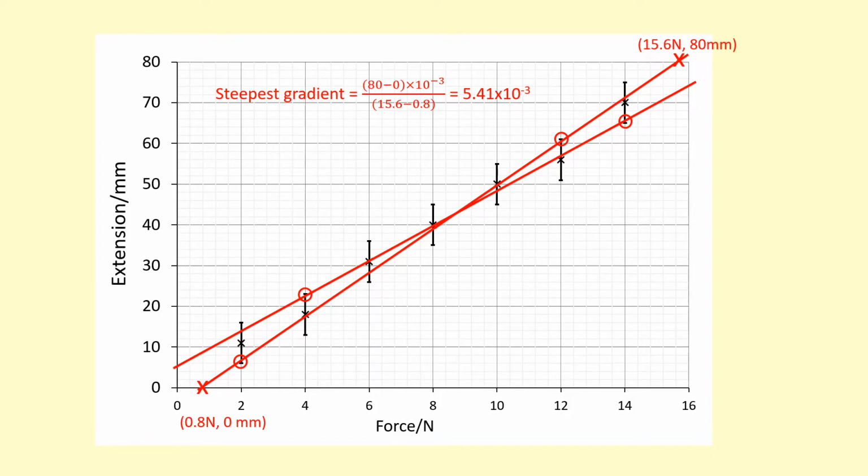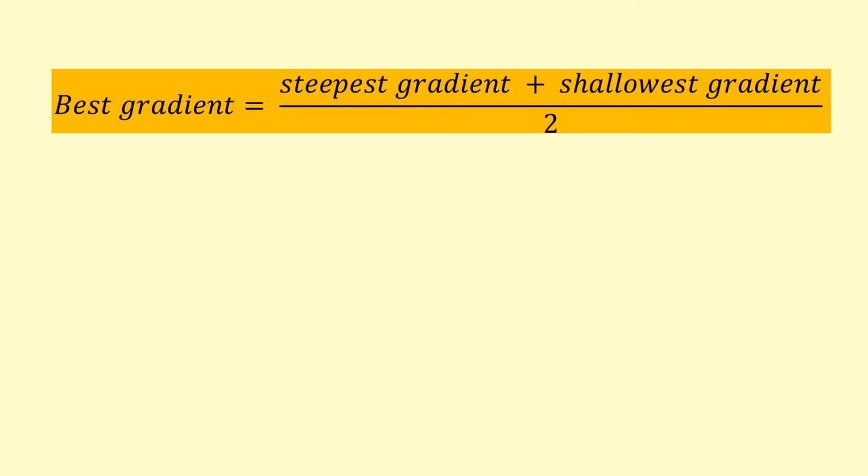And then I can do the same for the shallowest line, taking 2 points on the line, to get the shallowest gradient here. Then I can use this equation here to find the gradient of best fit. So it's just the average of the steepest and the shallowest. So add them together, divided by 2 to get an average here.